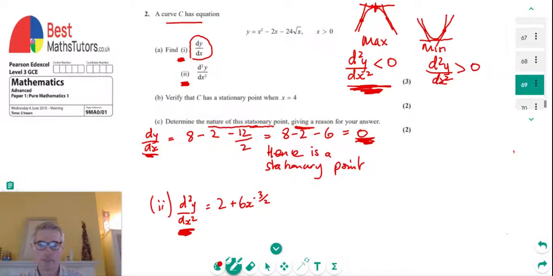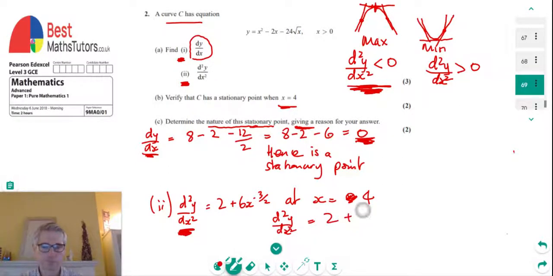So what we need to do then is, at x equals 0, sorry, not x equals 0, at x equals 4, we need to determine the nature of the stationary point. So we're going to substitute it into this expression for d2y by dx squared. So at x equals 4, we get d2y by dx squared is equal to 2 plus 6 times 4 to the power negative 3 over 2.